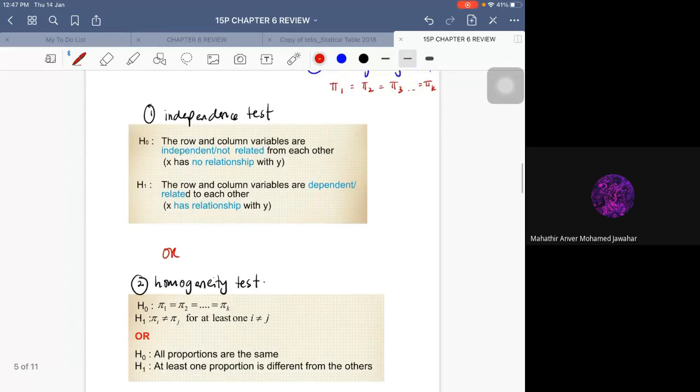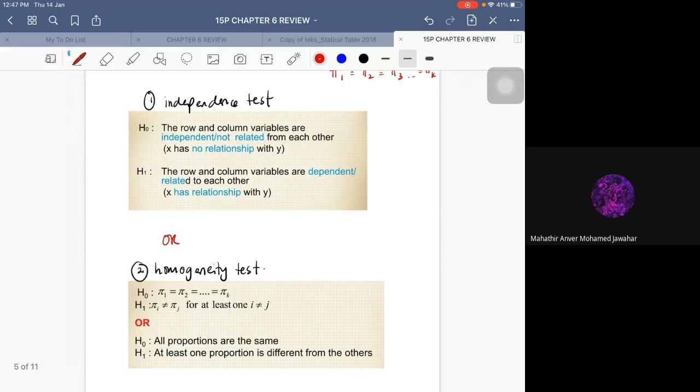Okay, this is going to be the hypothesis for both of them. For the independence test, the H null will be that both of the variables are independent or not related to each other. That is always going to be our null hypothesis. The alternative would be that the two variables are dependent or related to each other. So the null is x has no relationship with y, the alternative is x has relationship with y. That will be our hypothesis for the independence test.